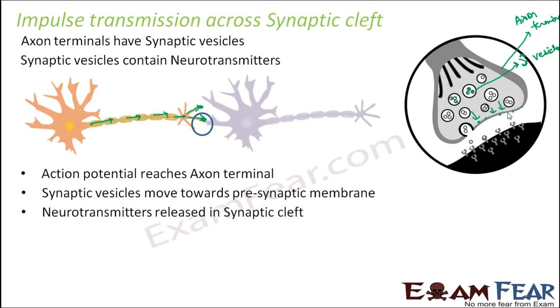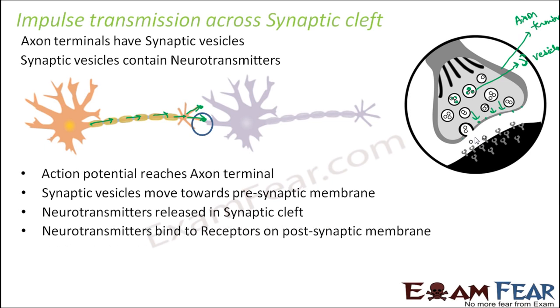And then the neurotransmitters will be released into the cleft. As soon as the synaptic vesicles touch the presynaptic membrane, the neurotransmitters will be released. Right? So the neurotransmitters will be released in the synaptic cleft, that is in the gap area. These neurotransmitters are nothing but chemicals that communicate the information. So now these chemicals will be picked up by their receptors. These neurotransmitters will bind to their respective receptors on the postsynaptic membrane.